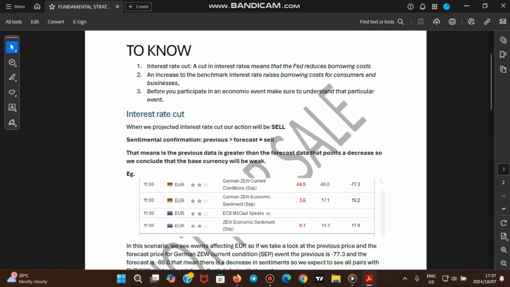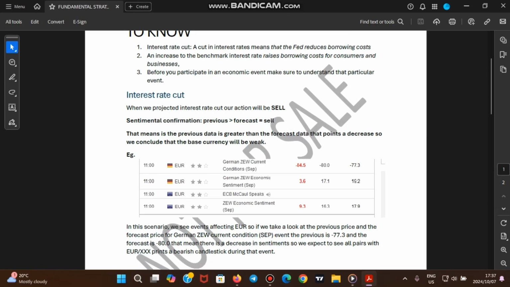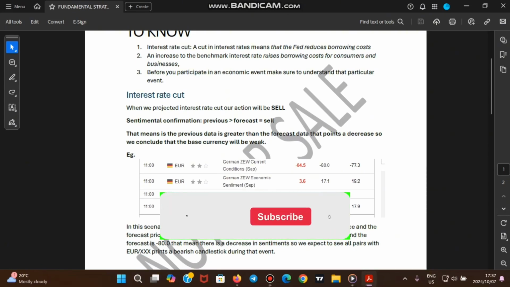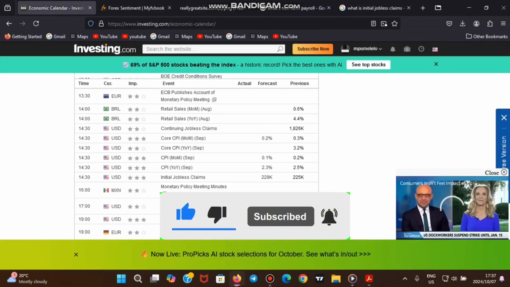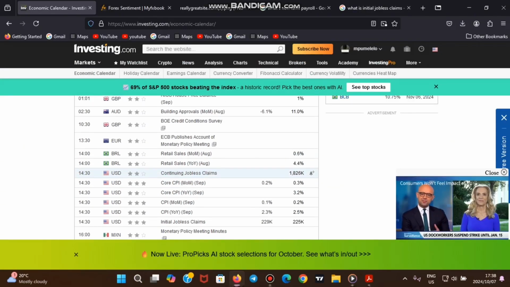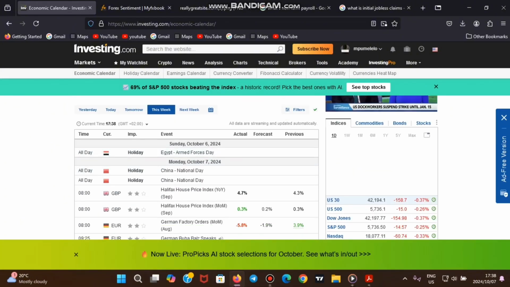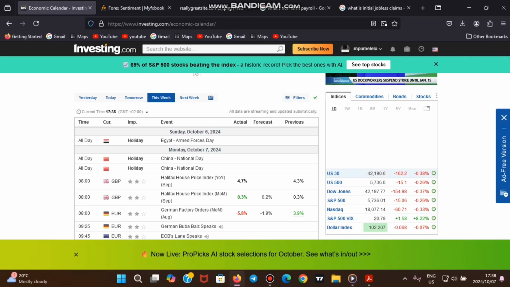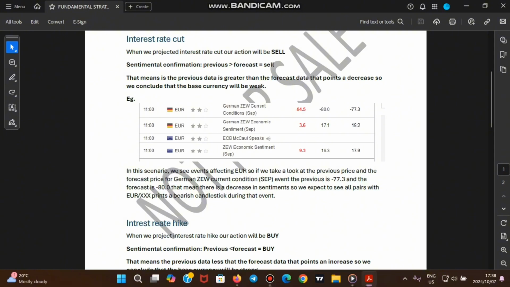When you see an interest rate cut, always consider selling the base pair or currency that you are using. Now, sentiment confirmation. You find this on investing.com or on your trading platform. It has to give you the previous data and the forecast data. Moving forward, look at the example made here.